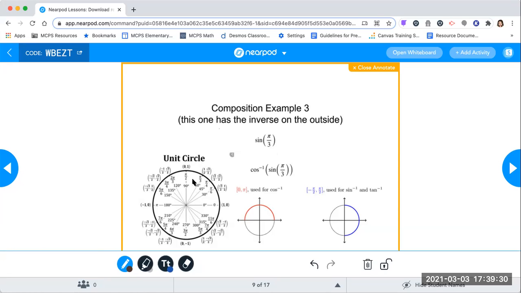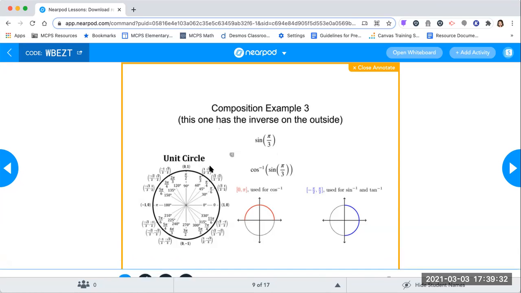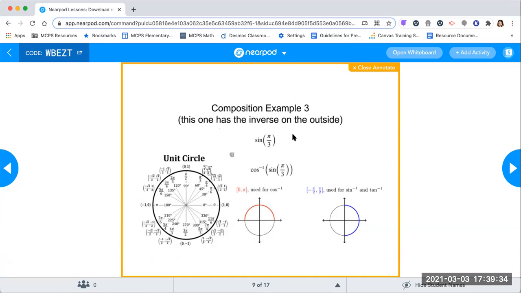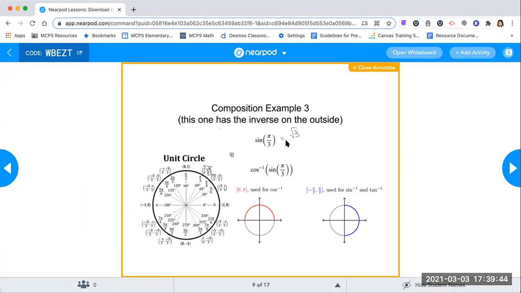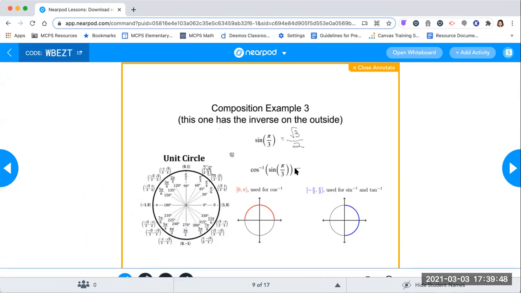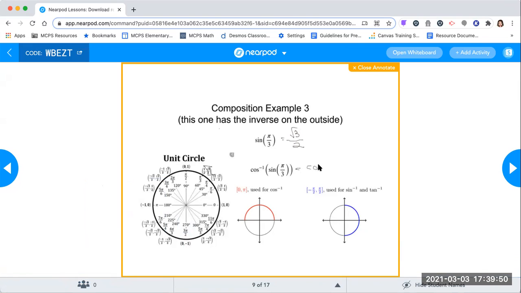Pi over 3 falls right here. So the sine of pi over 3 is root 3 over 2. Root 3 over 2. Okay, and then the inverse cosine of that, inverse cosine of root 3 over 2.